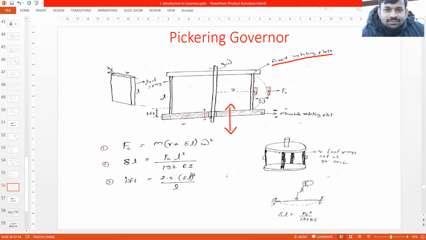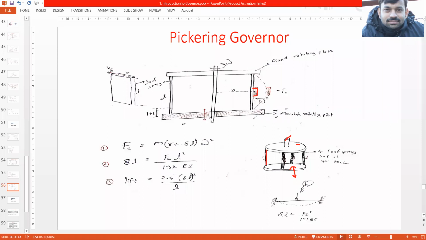Now these two plates are connected with the help of leaf springs. The leaf springs are connected over here. As you can see, it will look something like this. So this is the spindle. Upper plate is the fixed plate. Lower plate is the moving plate which can move vertically upward and downward. And these are connected with the help of leaf springs. These leaf springs at their center will have some amount of weight connected to them.